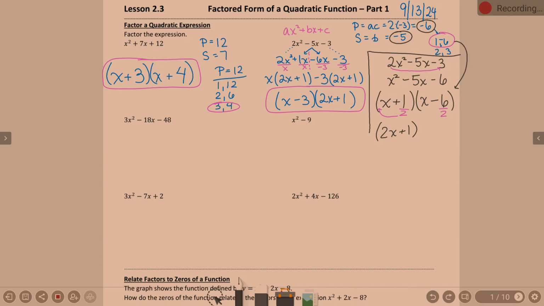Does 6 over 2 simplify? Yeah, 6 over 2. If it can simplify to a whole number, simplify it. 6 over 2 is 3. So we have x minus 3. What do you notice? We got the same answer, yes? Does that sound familiar?